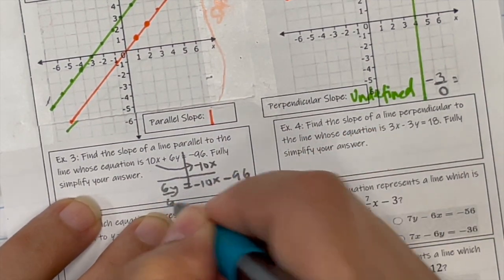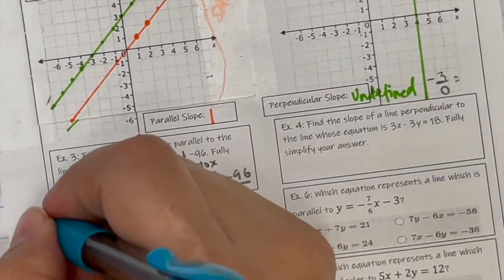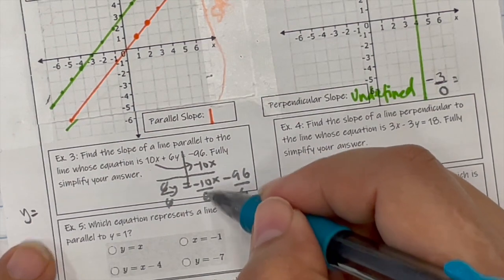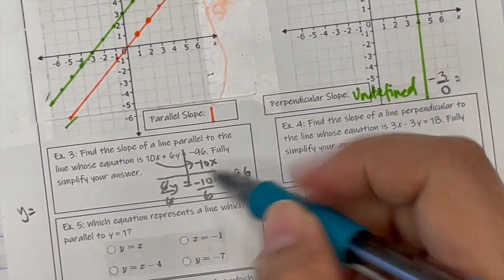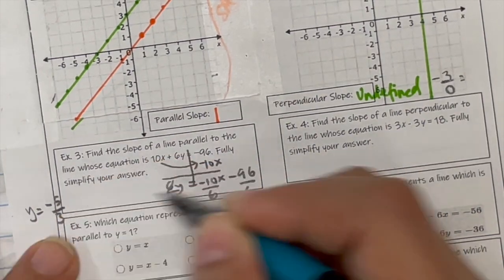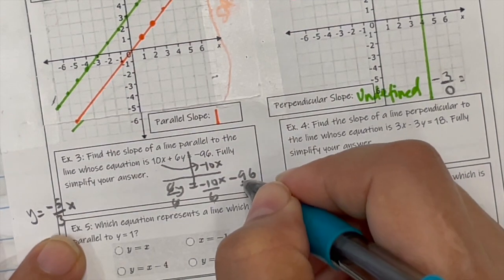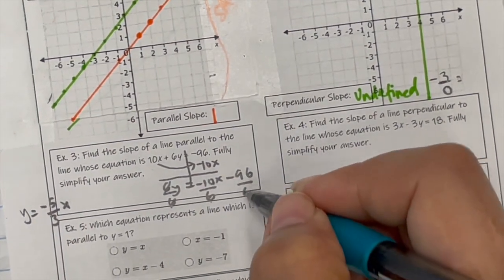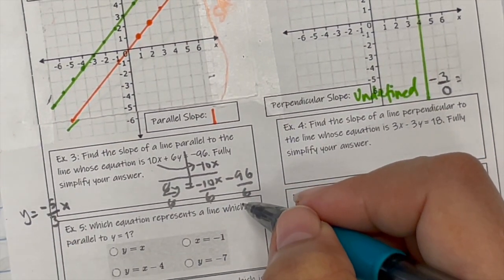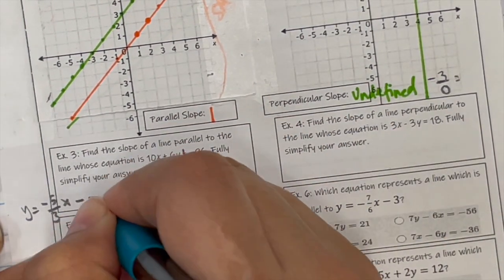Divide everything by 6. So this goes away. So you're going to have y equals, and put this in the calculator so it can simplify. 2 goes into that 5 times and into that 3 times. So it should simplify to 5 over 3x. And then negative 96 divided by 6 is going to be negative 16.